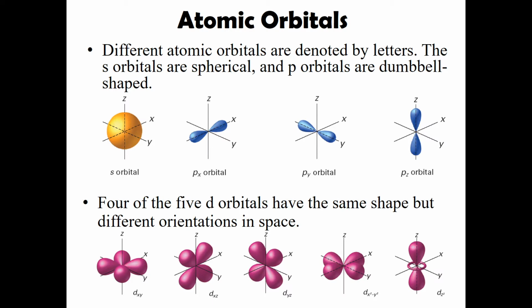Different atomic orbitals are denoted by letters. The s orbitals are spherical, the p orbitals are dumbbell shaped. So there's an s orbital, there's a px orbital, a py orbital, a pz orbital. Usually we don't include the x, y, and z. There's a dxy, dxz. You don't have to know the subscripts, as I don't have you name each one.